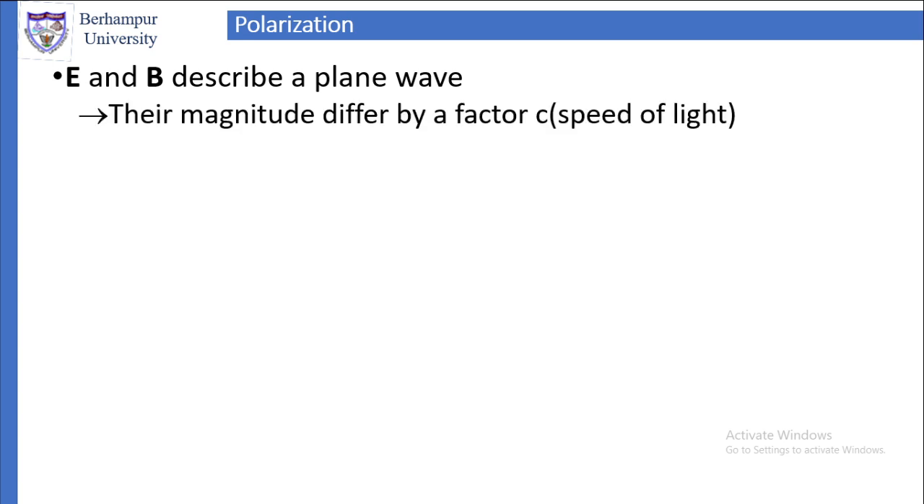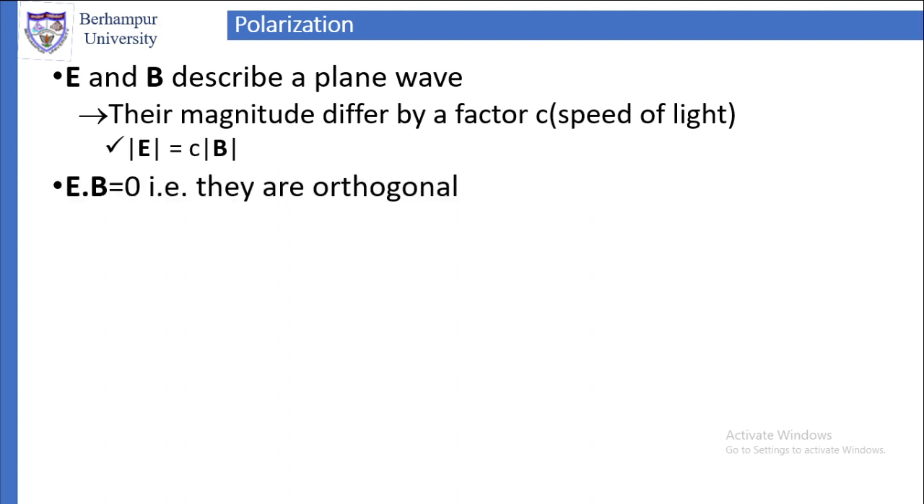So when E and B describe a plane wave, their magnitudes differ by a factor C, the speed of light. We know this relationship: E is equal to C into B. Also, we know the scalar product of E and B is equal to zero, that is, E and B are orthogonal to each other.